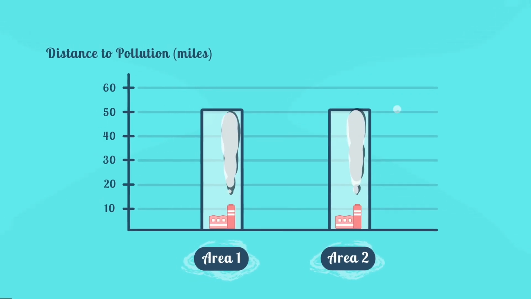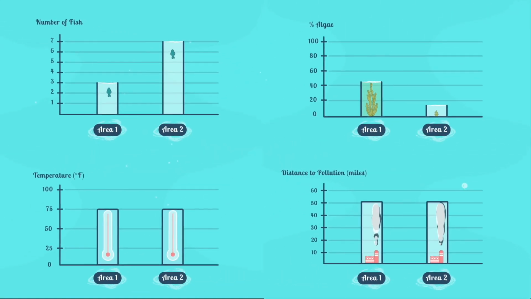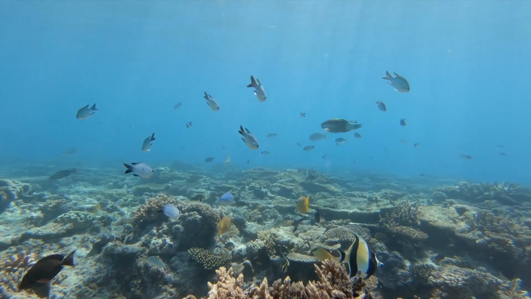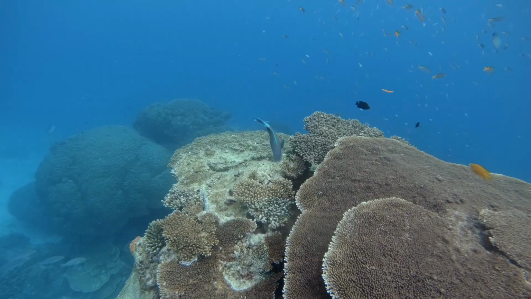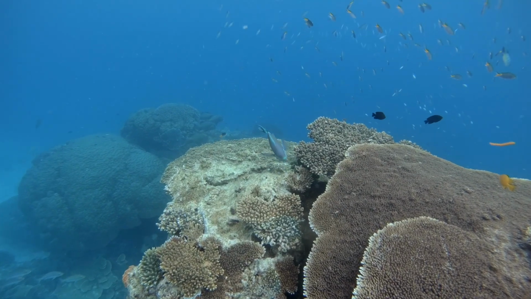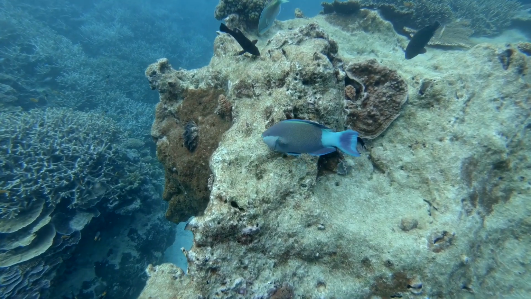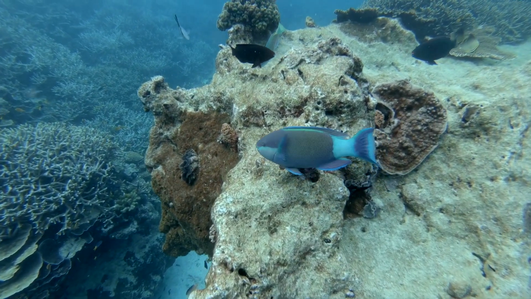No difference in these other resources between the two areas means that they probably aren't the reason Area number 1 is unhealthy. Area number 2 is totally healthy, and it had the same water temperature, and it was the same distance away from a pollution source. However, the big difference in the number of fish between the unhealthy and healthy area is a hint that there may not be enough herbivorous fish in Area number 1 to eat the algae and keep the reef clean.